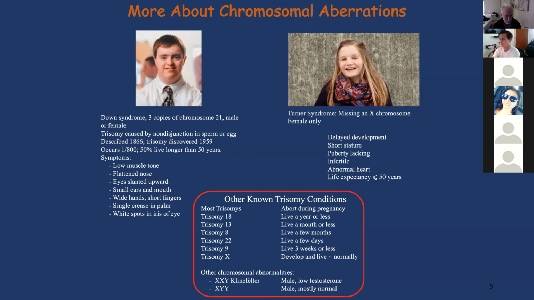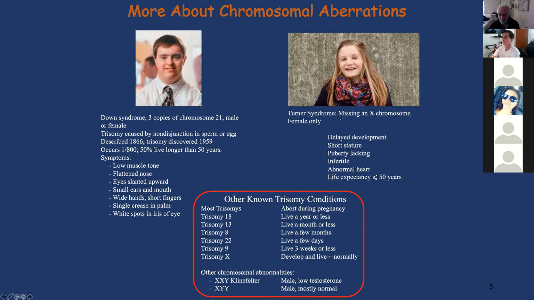You've all seen people with Down syndrome, so you know what most of the symptoms are. I won't go through them all, but they're quite distinctive. But people who have a trisomy 21 usually live relatively normal lives and quite long lives, 50 years or more.